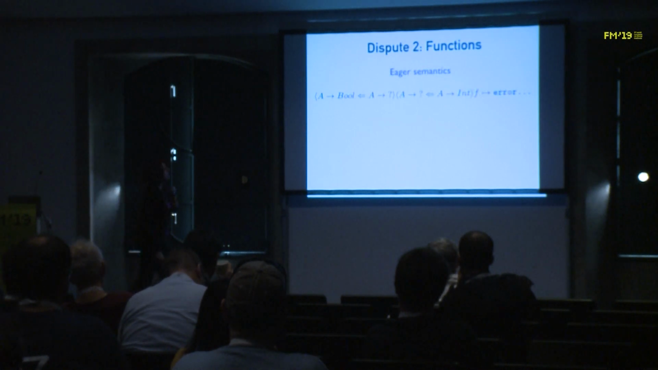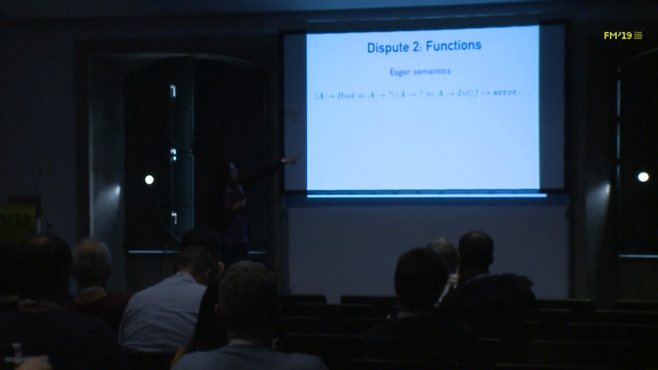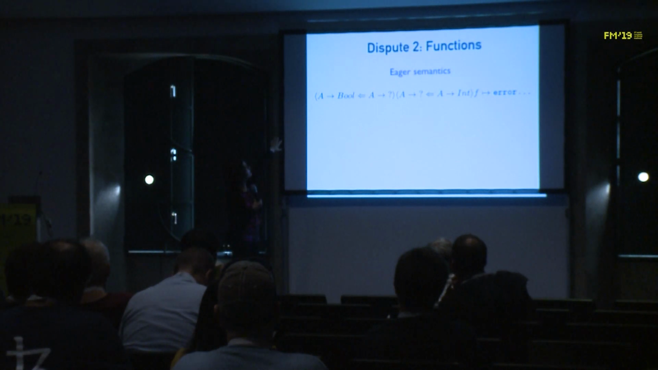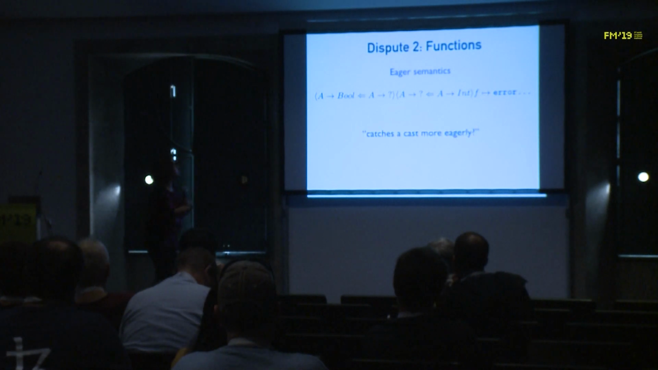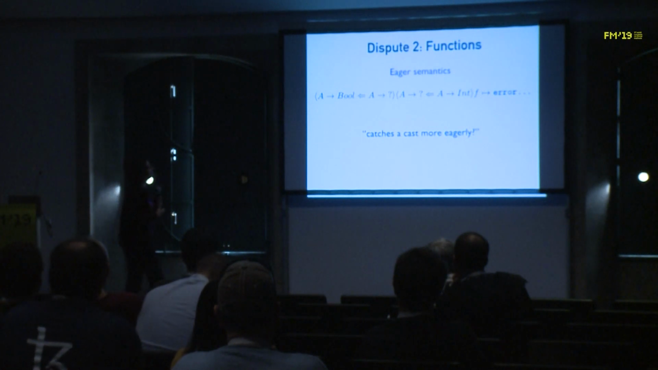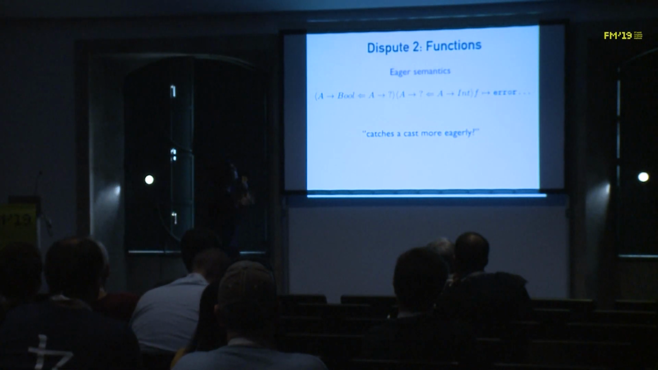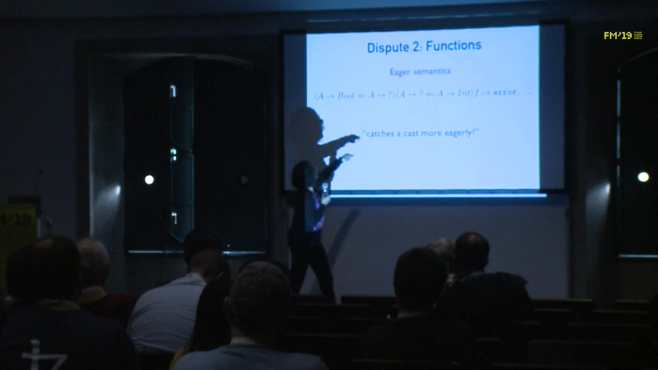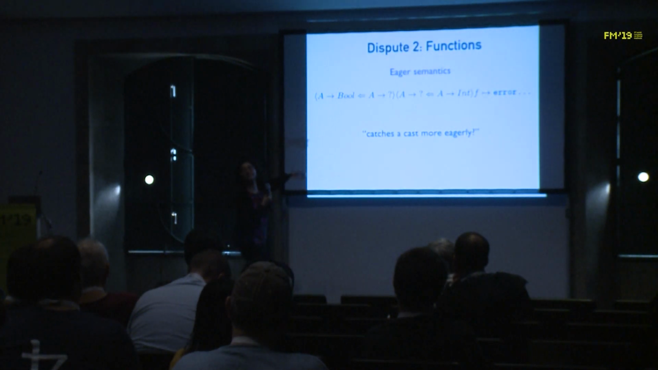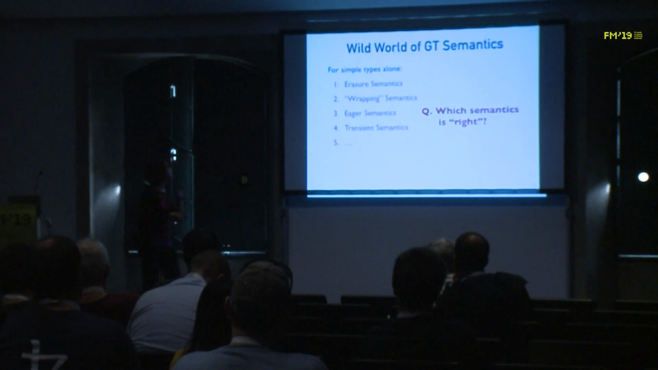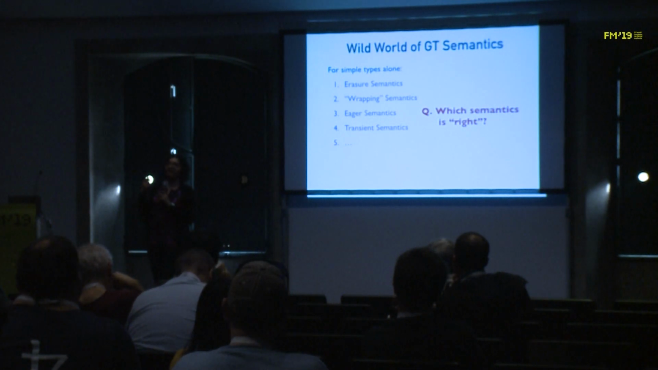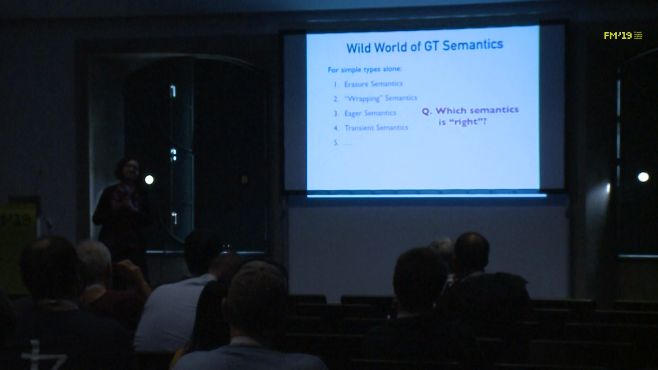Okay, eager semantics. If you have a function f that is a arrow int being cast to something with a arrow dynamic and then being cast to a arrow bool, an eager semantics sort of catches these cast errors much more eagerly. So it notices immediately that you have an a arrow int, and here you're trying to cast to an a arrow bool. Bool and int don't match, and so you get an error. Okay. Now the question is, there are all of these semantics out there, and these aren't even all of them. So the question is, how do we figure out which semantics is right?